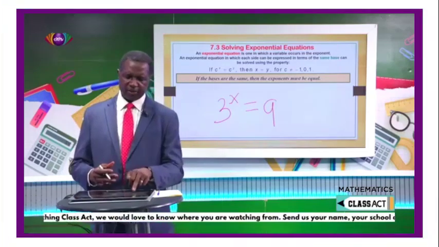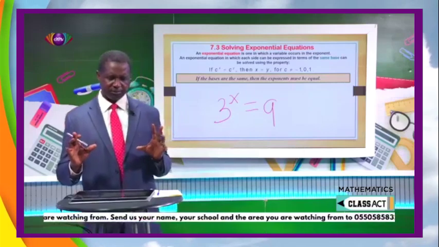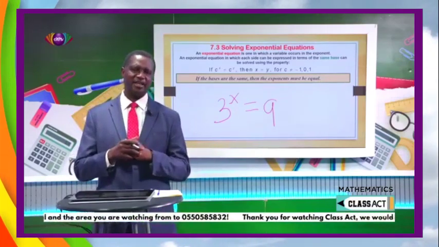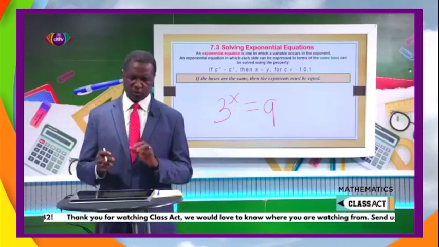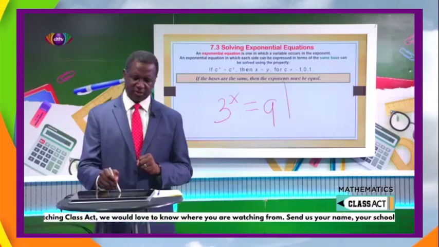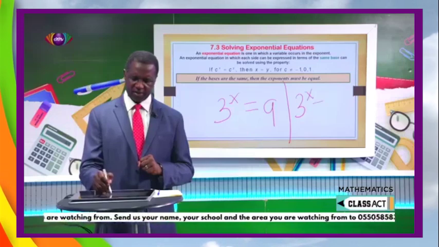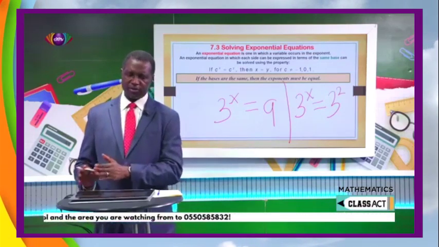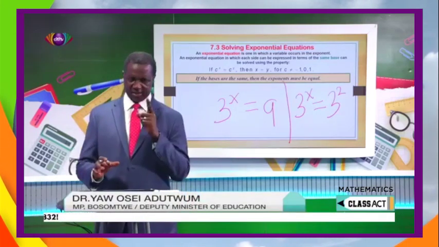3 and 9 are not the same. But we can write 9 as 3 to the power of 2. So I can now rewrite the equation as 3 to the power of x equals 3 to the power of 2. Because after all, 3 times 3 is 9. 3 to the power of 2 is 9, not 6.